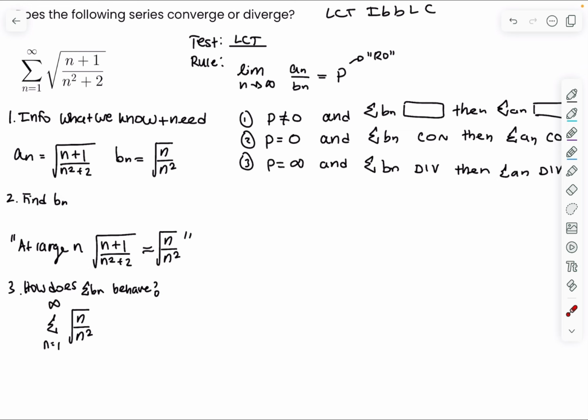The only tests that we use here are the p-test and the geometric test, and the way to find which test you're going to use is to make sure that your b of n is completely simplified. So this can be rewritten as the square root of n over the square root of n squared. This cancels out to be square root of n over just n. So this is our simplified b of n.